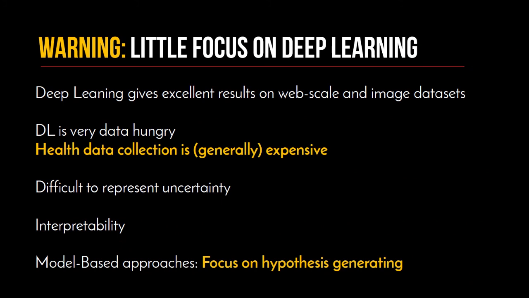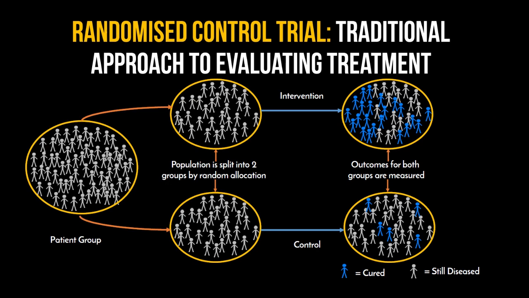Another problem in the health space with deep learning is that it's difficult to represent uncertainty. And we have to say things and make assumptions in health data with levels of uncertainty. And the other problem as well, which I think is an active area of research, is interpretability of these models, and translating them into something that's clinically relevant. But deep learning has a lot of potential in creating technologies.